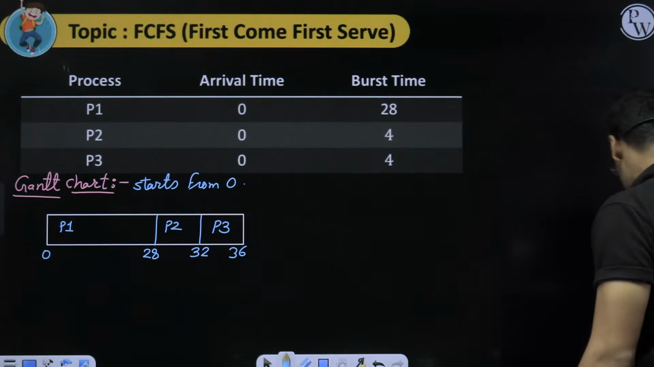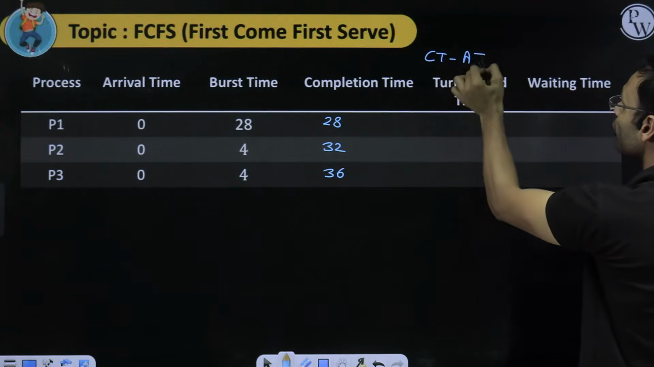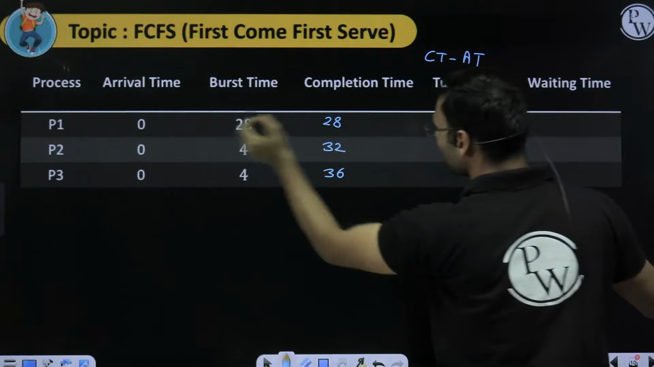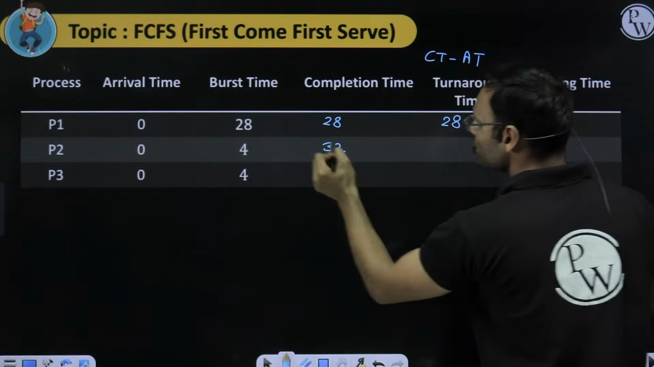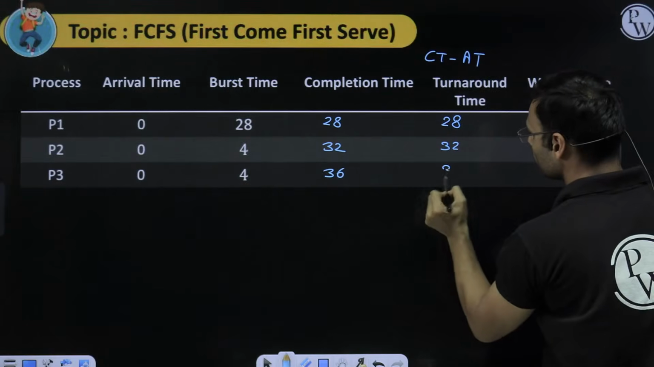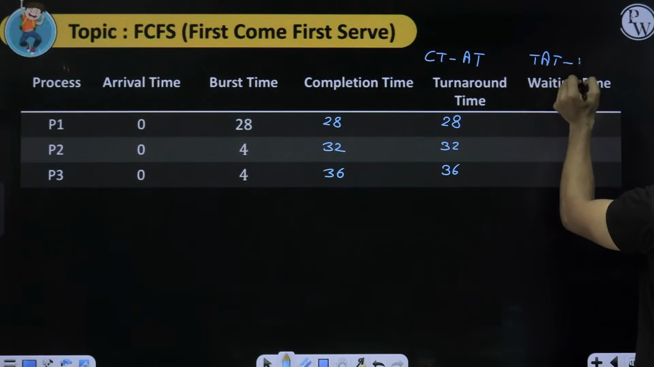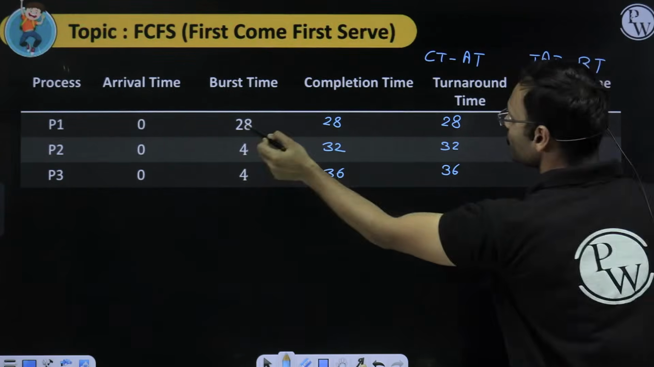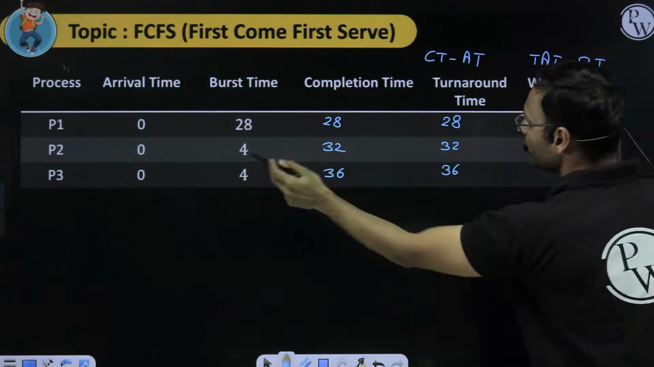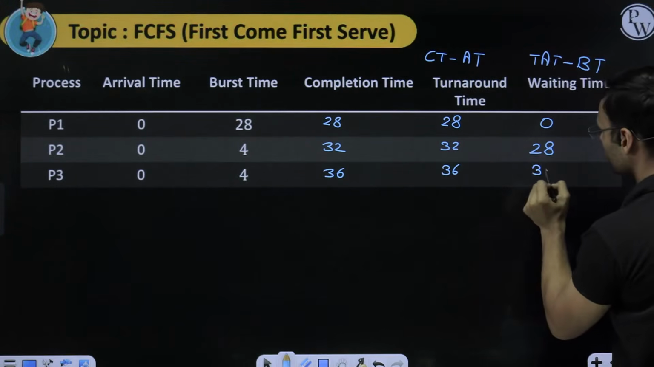Fine. After completion time, turnaround time, which is completion time minus arrival time. For each process, completion time minus arrival time. What is the waiting time? Turnaround time minus burst time. 28 minus 28, 0 waiting. 32 minus 4, 28 waiting. 36 minus 4, 32 waiting.